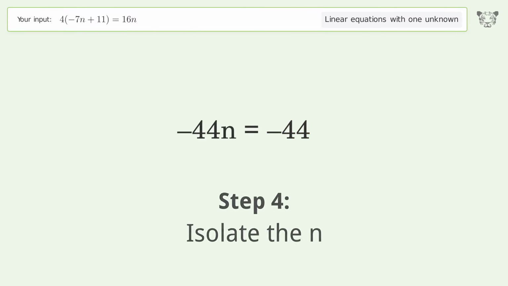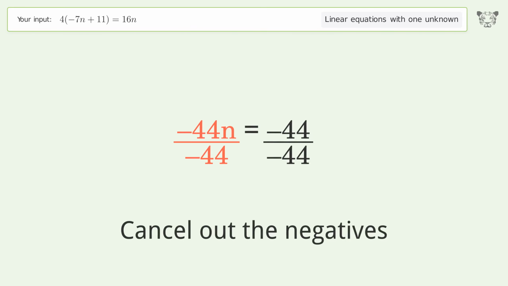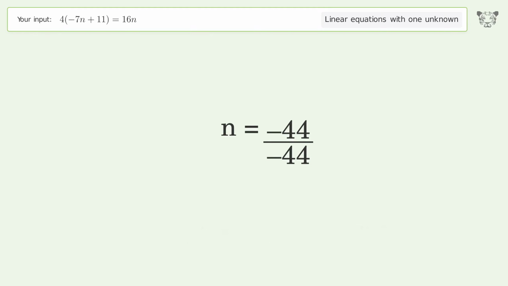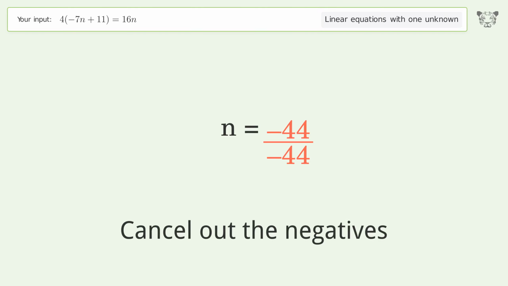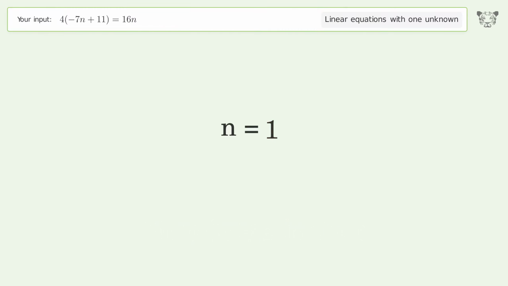Isolate the n. Divide both sides by -44. Cancel out the negatives. Simplify the fraction. Cancel out the negatives. Simplify the fraction. And so the final result is n equals 1.